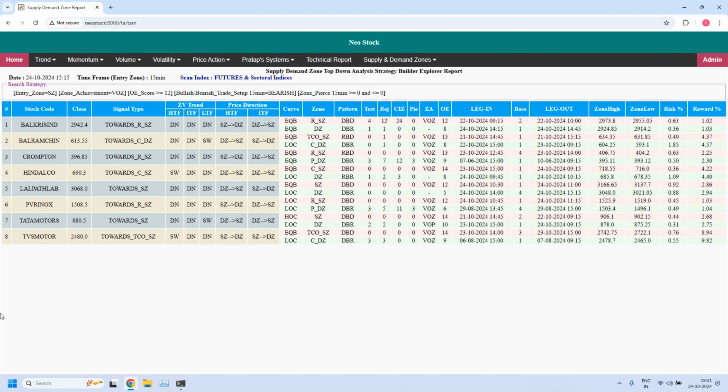All the three filters are applied to the 15 minute supply zone. 8 stocks are filtered. All these 8 stocks are currently supporting bearish trade setup for daily income trade. That is entry time frame 15 minutes, entry zone supply zone. So within these 8 supply zones, there could be high probability 15 minute supply zones available. Further, let us look for ITF confluence, that is a 15 minute supply zone with 75 minute supply zone confluence.